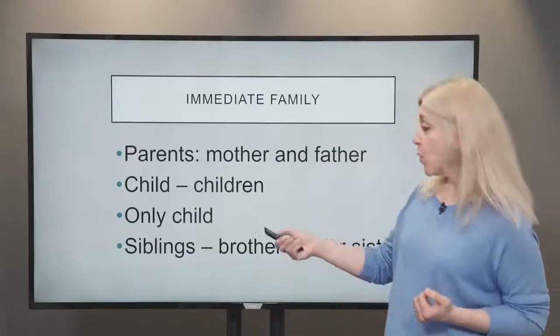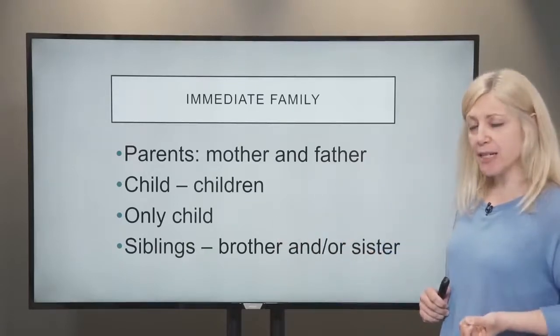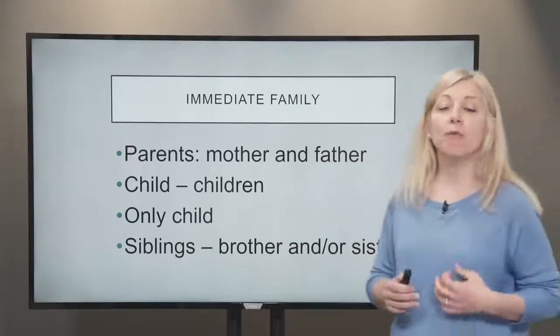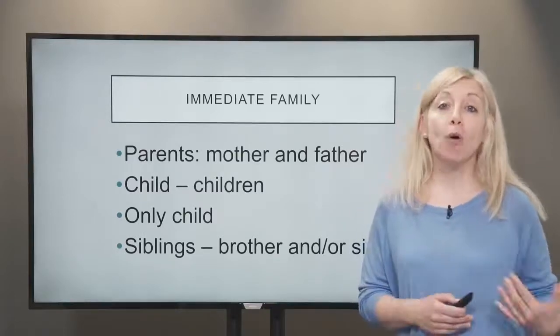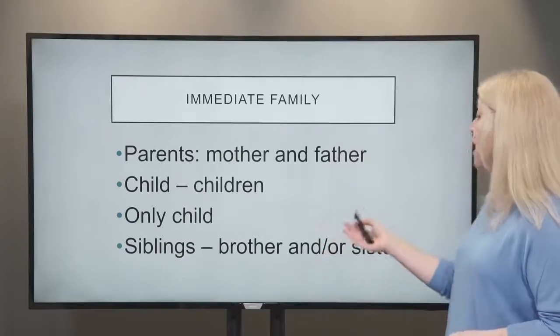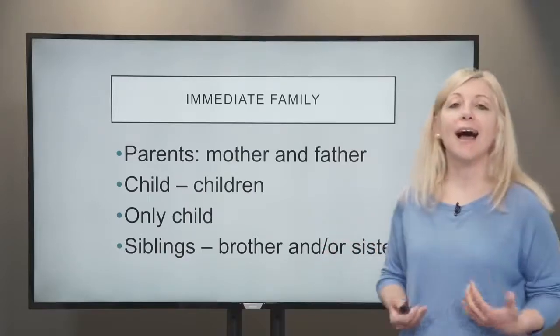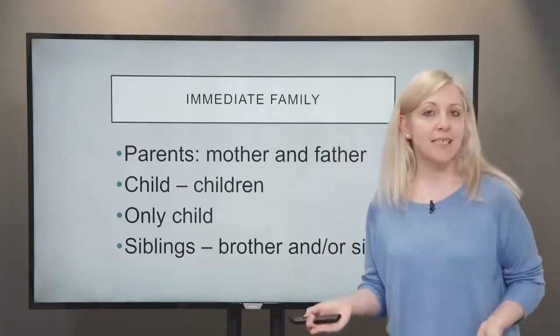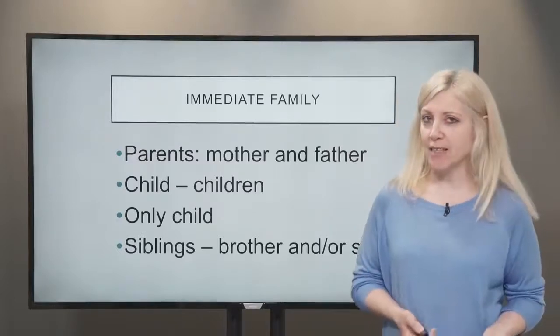Then we've got this word that may be new to you, siblings, okay. This is when we refer to the combinations of brothers and sisters, okay. So for example, brother and or sister. So if I say I have 2 brothers and 1 sister, I have 3 siblings, okay?